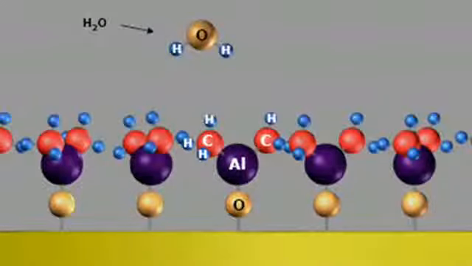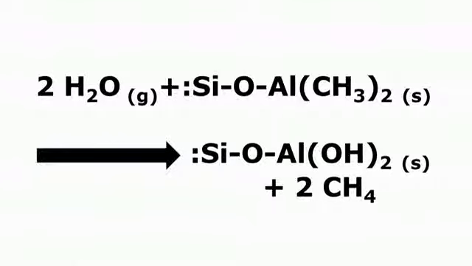Now water vapor, the second precursor gas, is pulsed into the reaction chamber, and the following reaction takes place. Two OH bonds are attached instead of the methyl bonds, and it also gives rise to methane again.